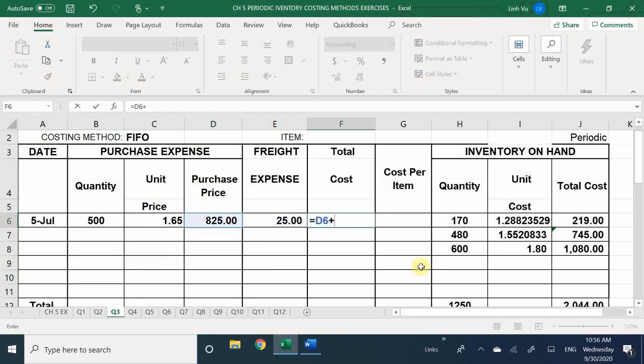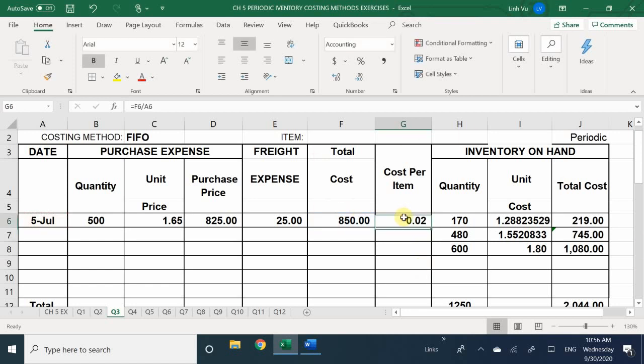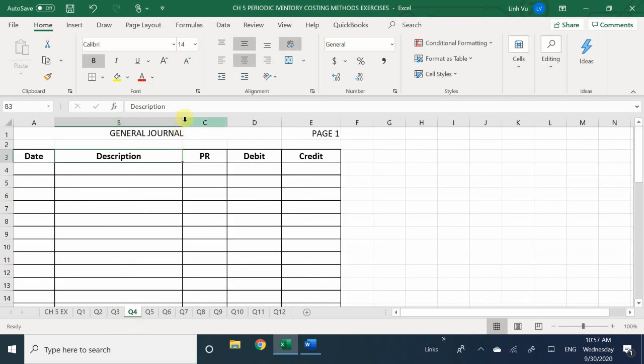My total cost is going to be my purchase price plus my freight expense, which is giving me a total of $850. And I'm going to solve for my cost per item, which is taking the $850 divided by the 500 to give me a grand total of, that is not right. This divided by 500 should give me a total of $850 divided by 500 gives me $1.70. Okay, good. Now I'm going to double check to see if this is an even number, and it is. Okay, so that's that one. And because we're practicing our journal, what are we going to have here?